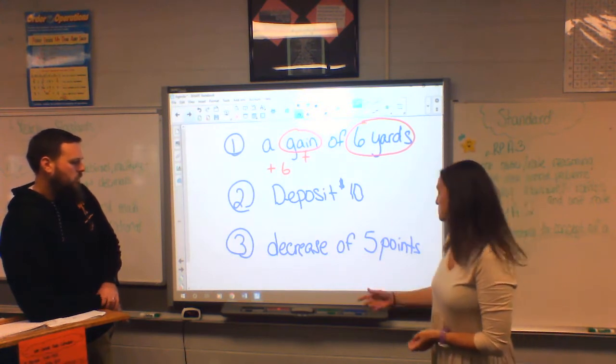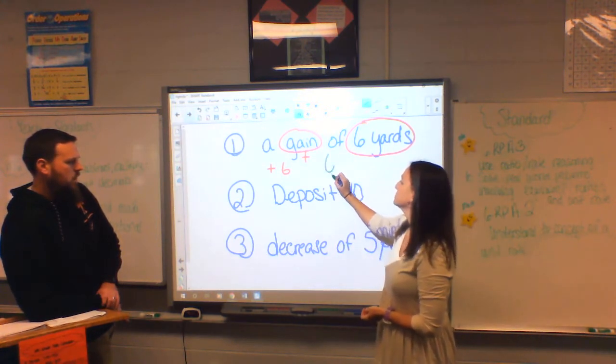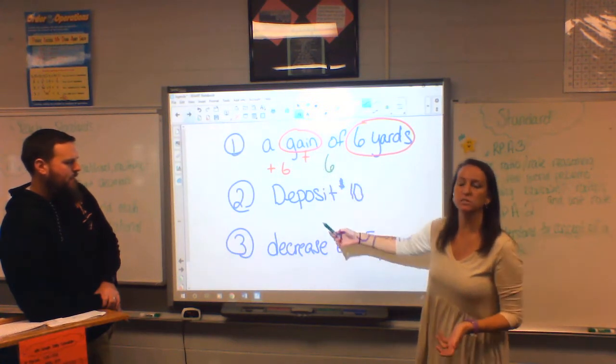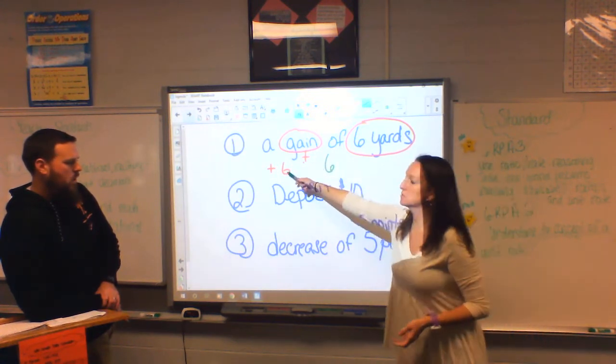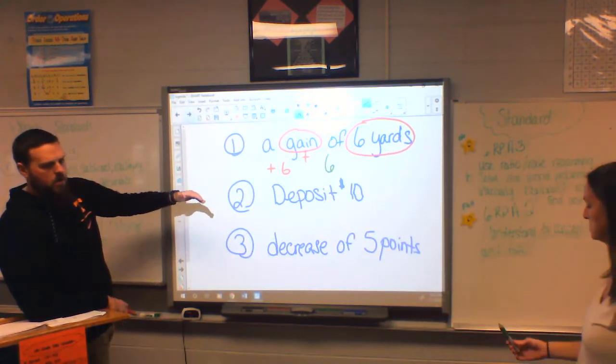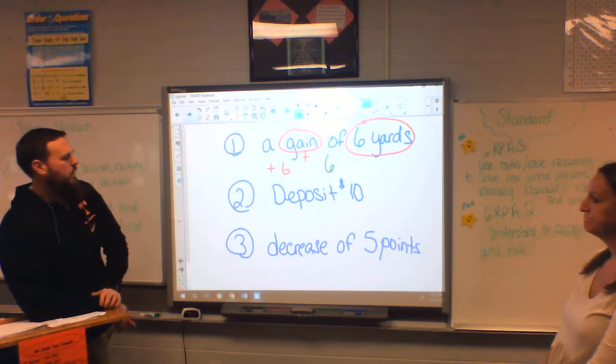But sometimes it is perfectly acceptable just to write it as a 6. If there's no positive or negative sign in front of it, you assume it's positive. So either one of those we would accept. Okay. So look for the keyword, look for the number, determine if it's positive, and then write it down.